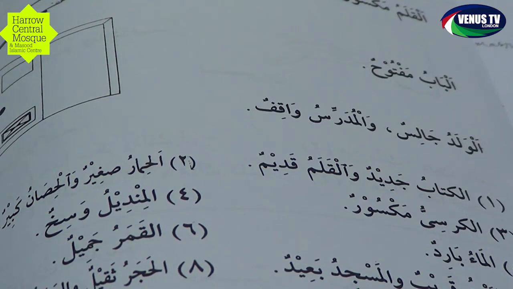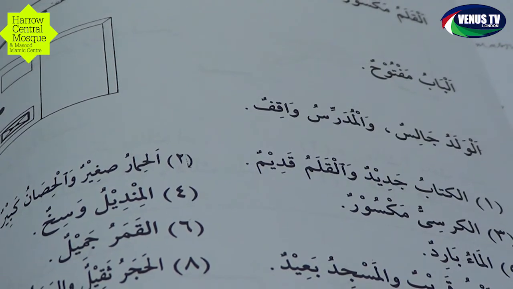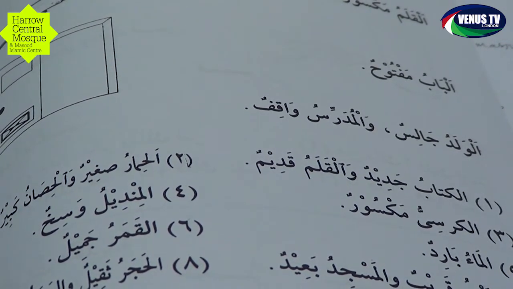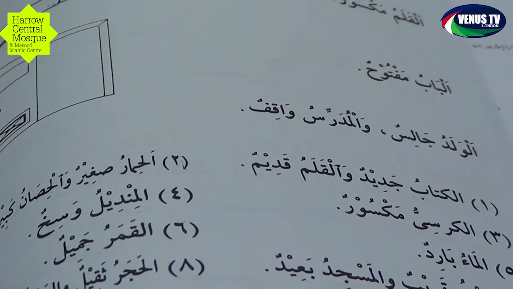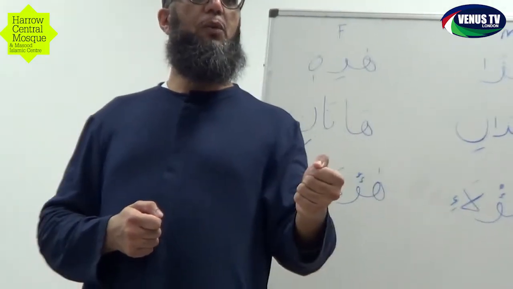So I want you to understand one thing, that in Arabic, there are two types of sentences. We have a nominal sentence and a verbal sentence, something we use in English grammar as well. A nominal sentence, in Arabic, is jumla ismiya, a sentence that opens with a noun. Jumla fi'liya is a sentence that opens with a verb.